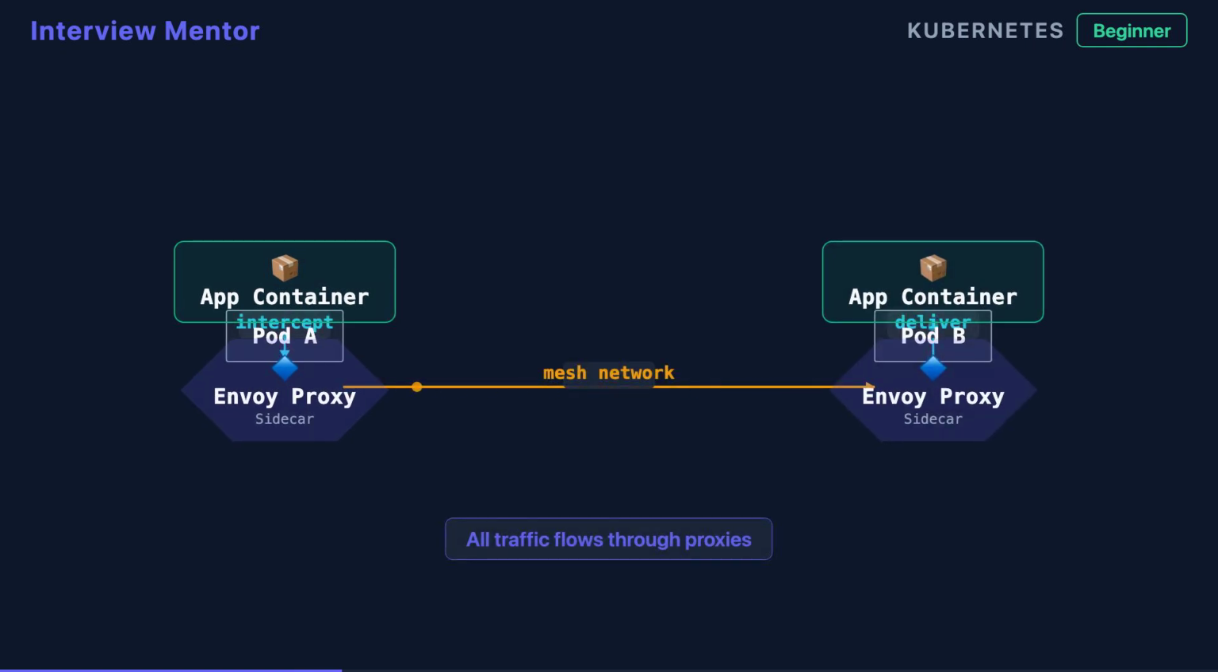Every pod in your cluster gets a lightweight proxy container deployed alongside your application container. Popular implementations like Envoy and Linkerd proxy intercept all incoming and outgoing traffic. Your service thinks it's talking directly to another service, but it's actually talking to its local proxy, which then communicates with the destination service's proxy. This architecture gives you control without changing your application code.